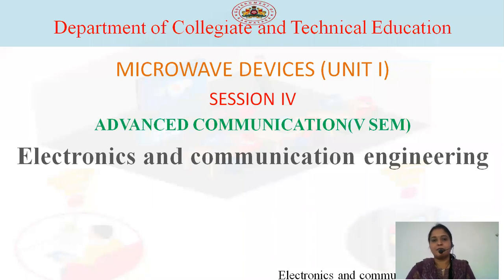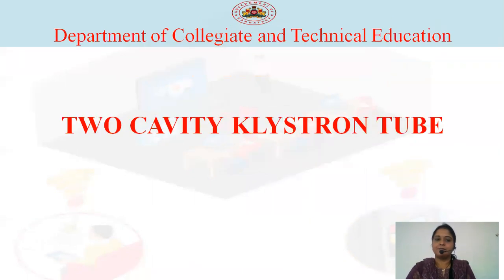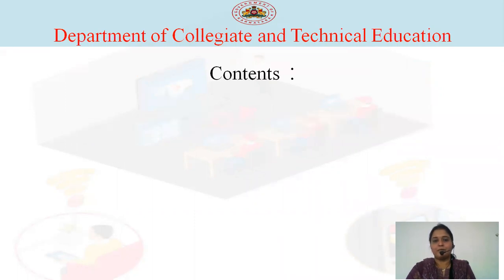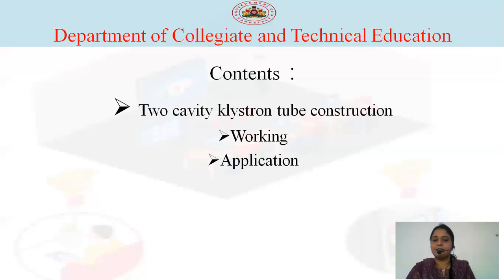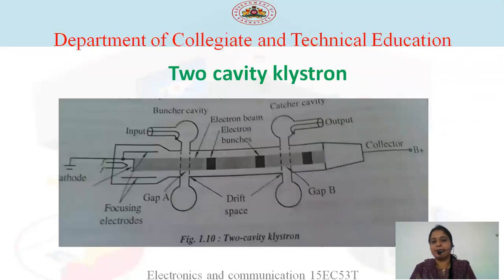This is session 4 in unit 1, that is microwave devices. In this particular session, we are going to learn about the two cavity Klystron tube. The contents which we are going to cover: two cavity Klystron tube construction, working, and the application of that particular two cavity Klystron. Basically, this two cavity Klystron is nothing but a microwave amplifier.